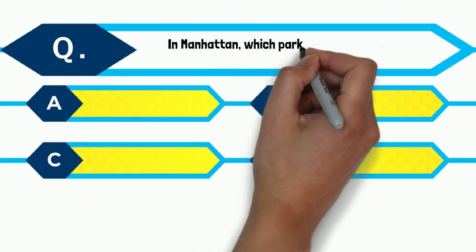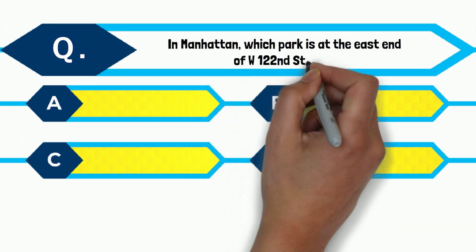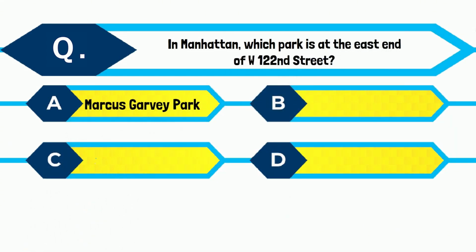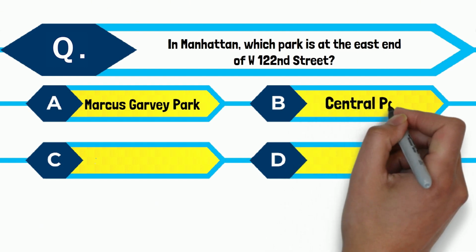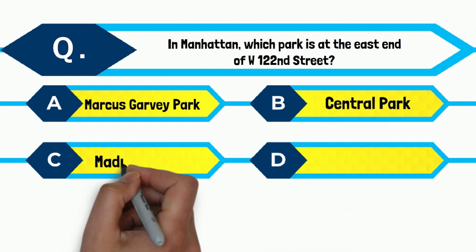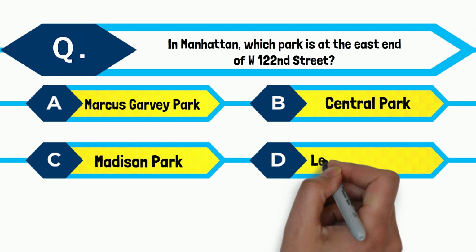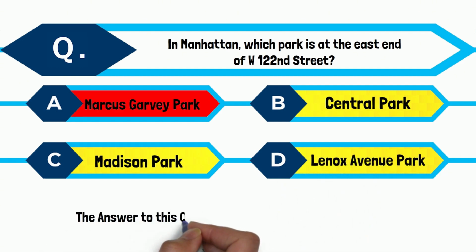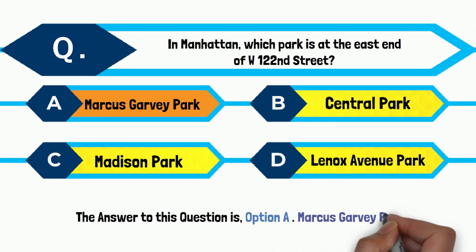In Manhattan, which park is at the east end of West 122nd Street? Option A, Marcus Garvey Park. Option B, Central Park. Option C, Madison Park. Option D, Lenox Avenue Park. The answer to this question is option A, Marcus Garvey Park.